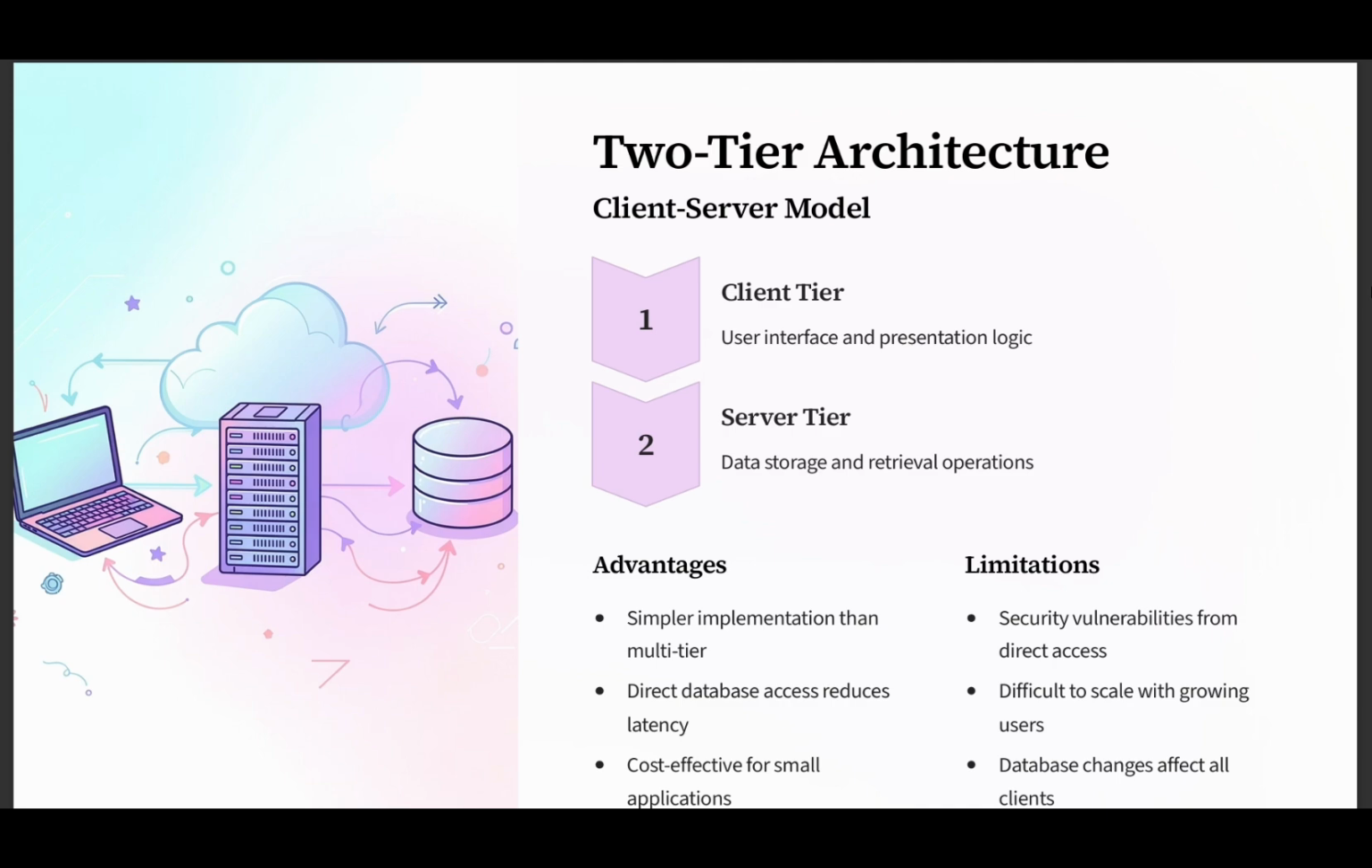In this architecture, the application is divided into two parts. The first part is the client tier, which handles the user interface and user interaction. The second part is the server tier, which stores and manages data. For example, when a user logs into an application, the client sends the request and the server processes it and returns the data. Some advantages of two-tier architecture are faster data access, easier implementation, and cost effectiveness for small applications.